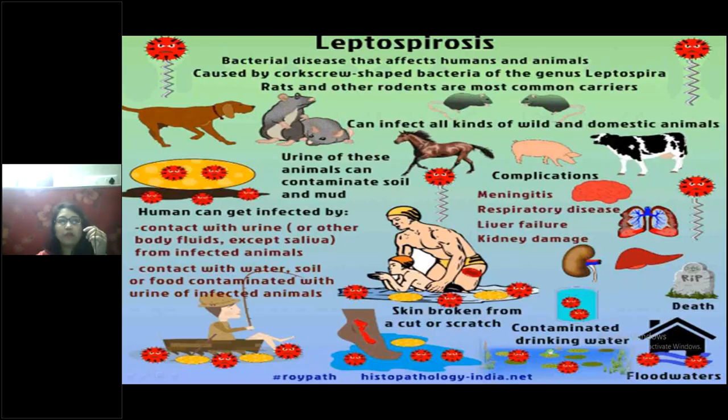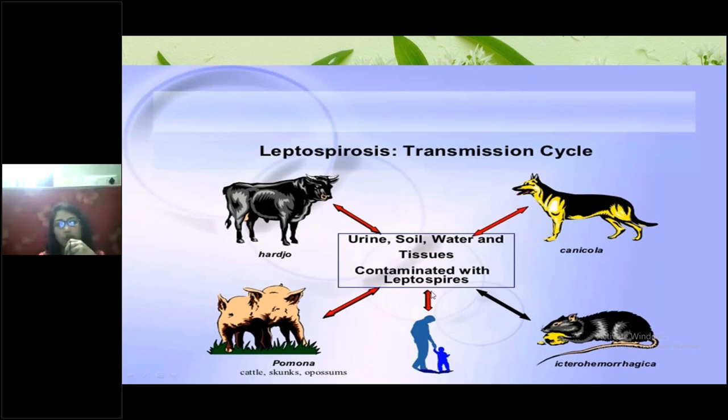So Leptospira, you might remember, these are caused by bacteria of the genus Leptospira. Rats and other rodents are the most common carriers. They can infect all kinds of wild and domestic animals, and the urine of these animals will contaminate the soil and mud, and humans can get infected with contact with urine or other body fluids, water, soil, or food, and then it can be a serious disease, like meningitis, respiratory disease, liver failure, kidney damage. All these things can occur due to leptospirosis. So there were different types, like Hardjo, Canicola, Icterohaemorrhagiae, Pomona, etc. If urine, soil, water, or tissues are contaminated with leptospires, they can transmit it.